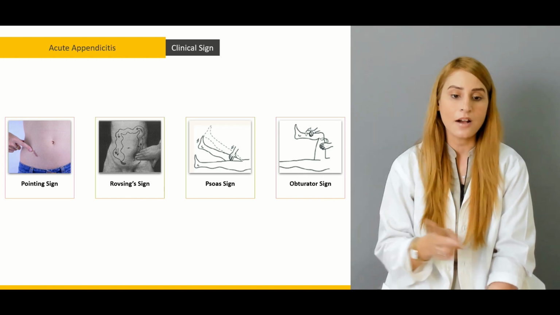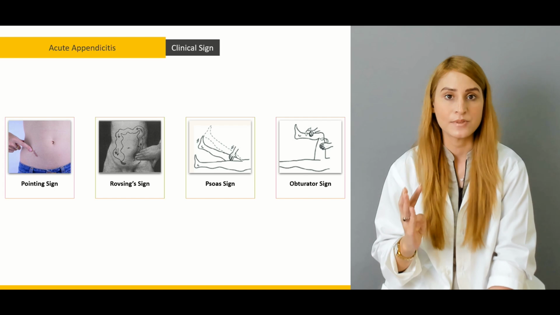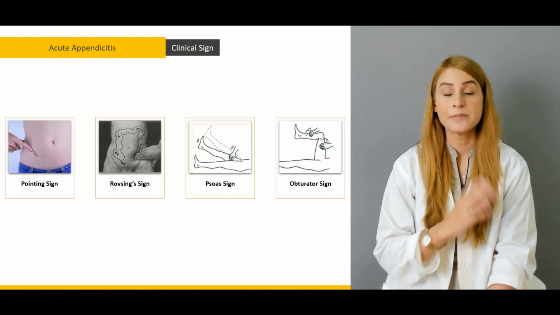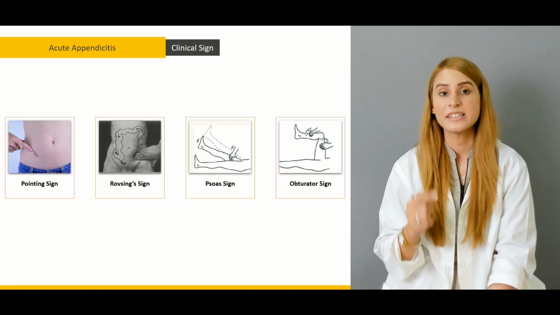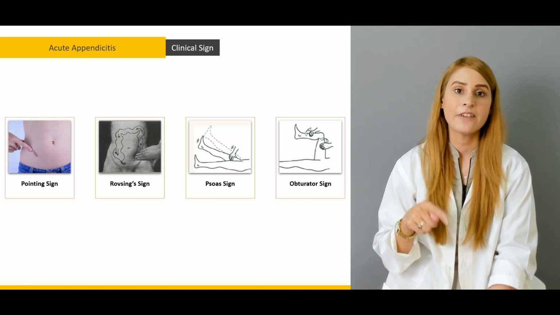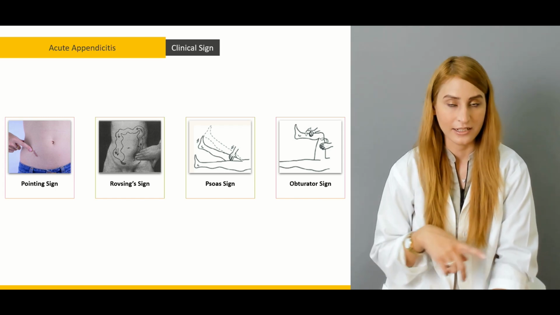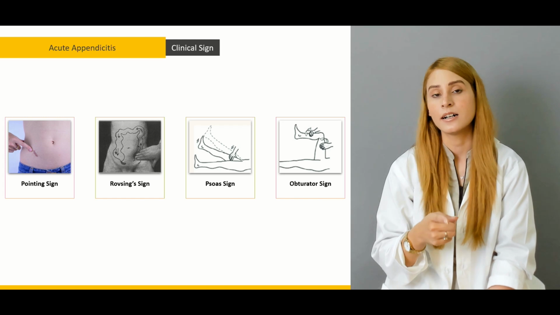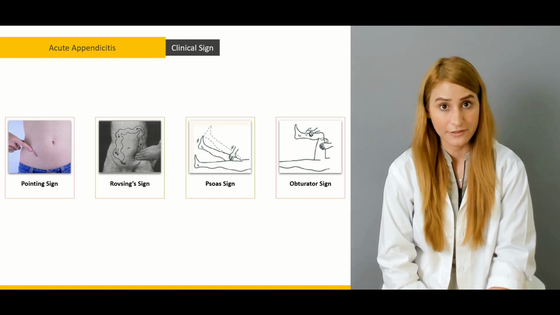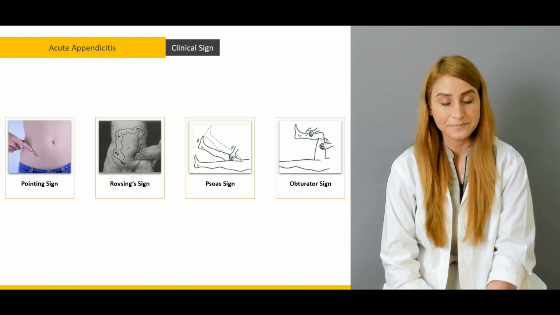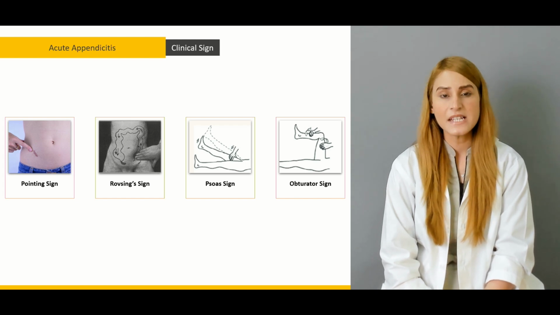Pointing sign, Rovsing sign, psoas sign, and obturator sign. So what is the pointing sign? Pointing sign is that typically the patient will point to you that I've got a pain at the right iliac fossa. So he'll point to the right iliac fossa. This is called a pointing sign. The other is a Rovsing sign.